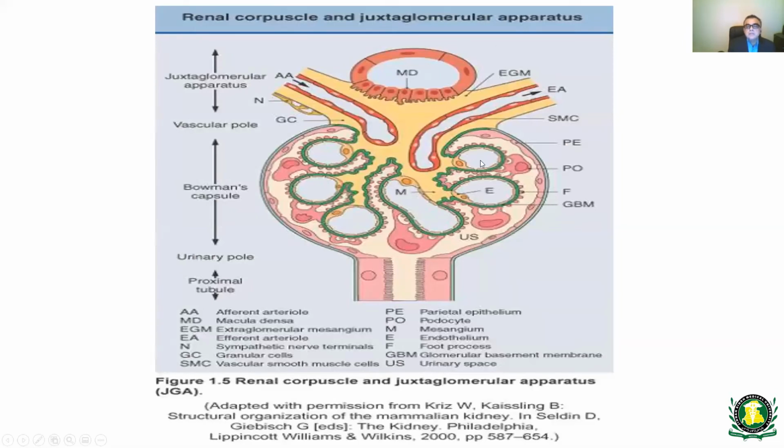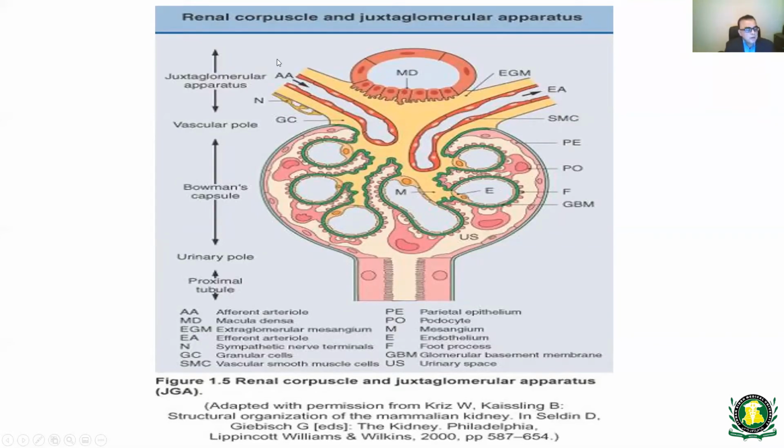This is another busy slide, but very interesting. First let's go through the anatomy of it. This is the renal corpuscle with the juxtaglomerular apparatus. The afferent arteriole comes here, forms the glomerular capillary, and then the efferent arteriole is right here, going out of the Bowman's capsule. You have epithelial cells, podocytes, foot processes, which are little spikes here, and then we have the glomerular basement membrane. You have endothelial cells lining the inside of the capillaries, and we have mesangium.